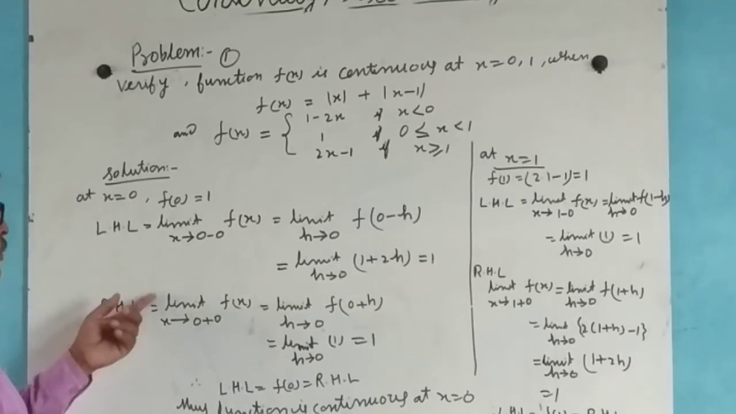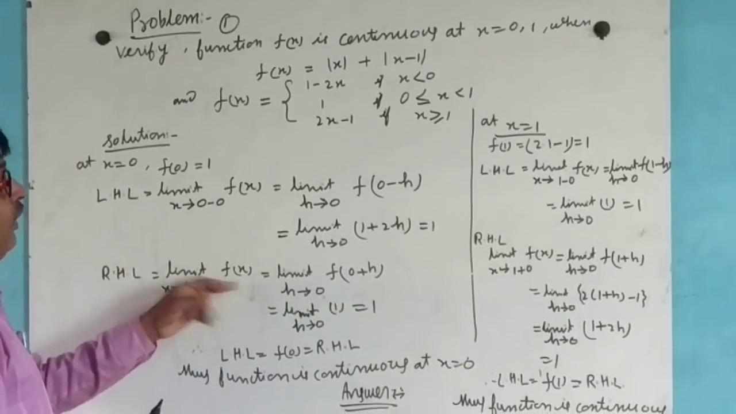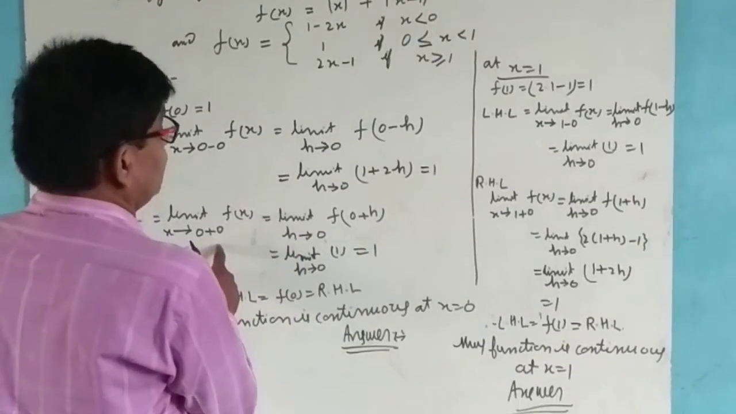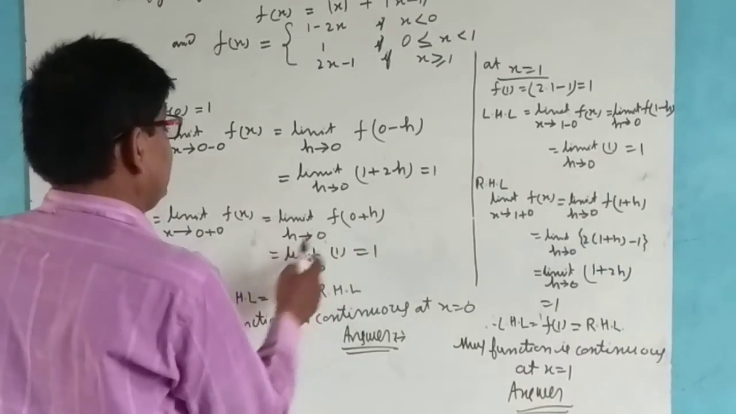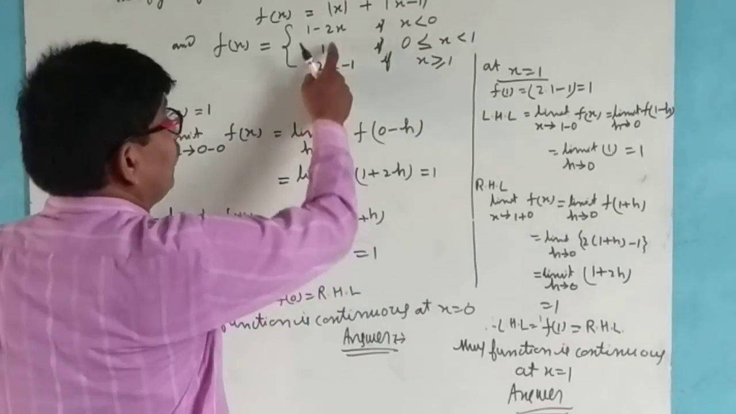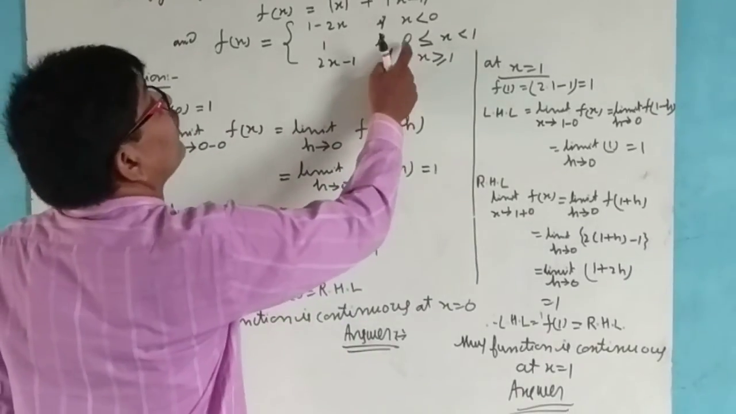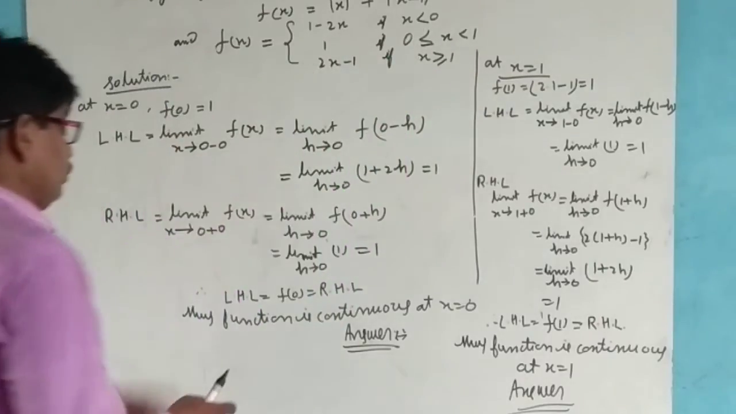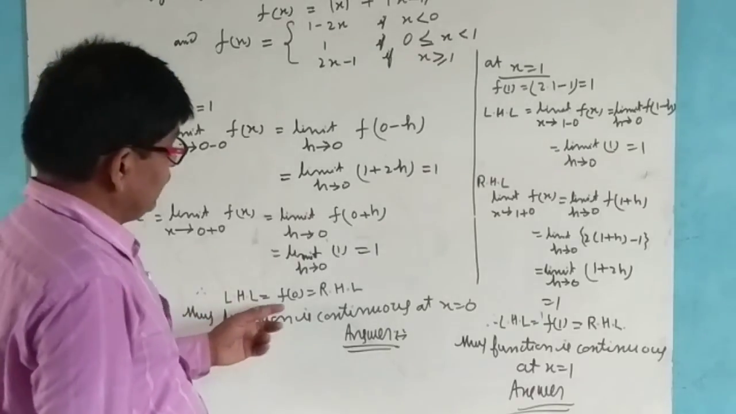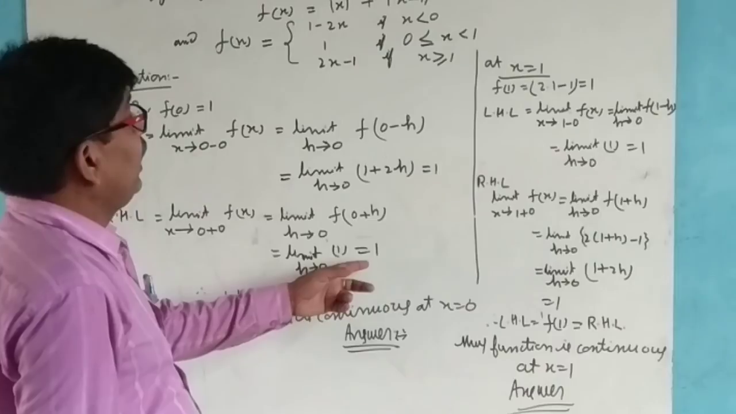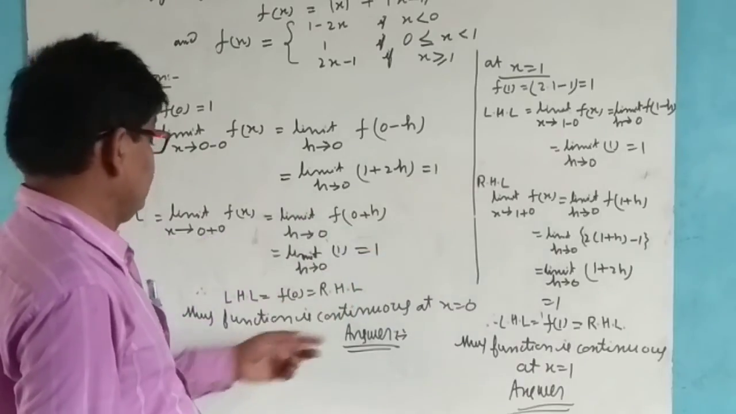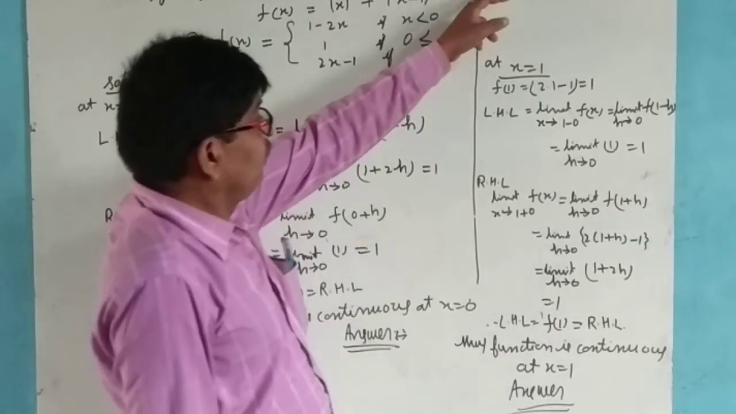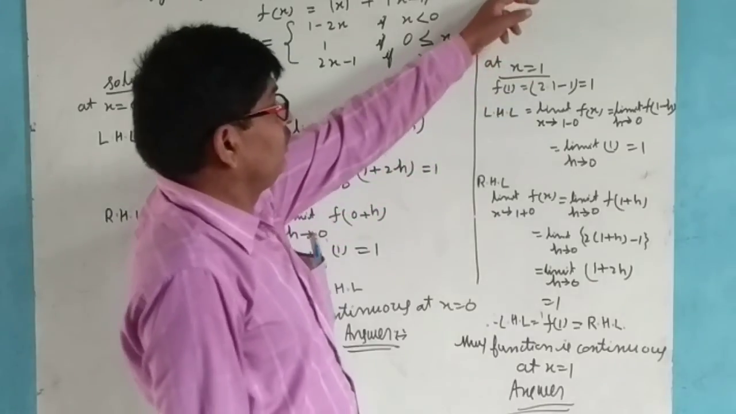And the right hand limit, x tends to 0 plus, is f(0 + h), and the limit as h tends to 0 is equal to 1. So the left hand limit, f(0) and the right hand limit are all equal to 1. Thus the function is continuous at x equal to 0.